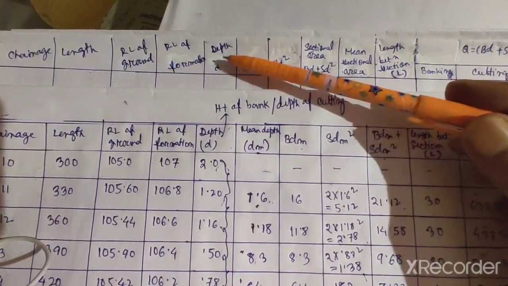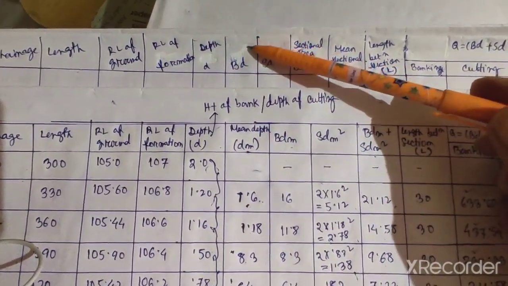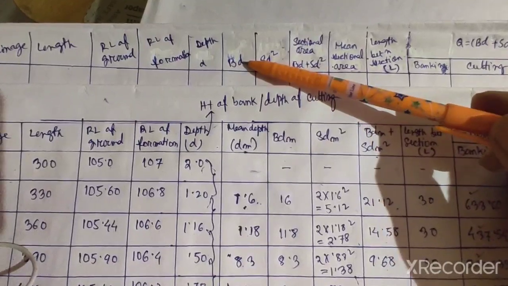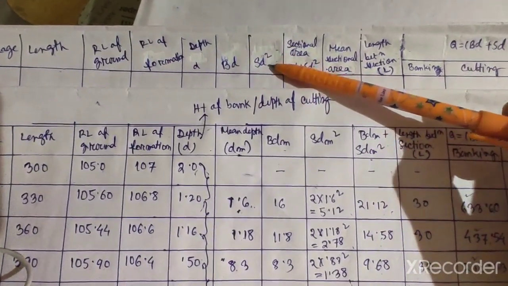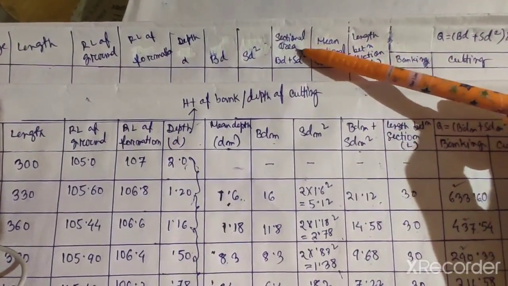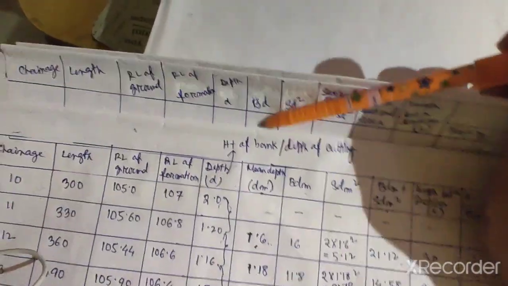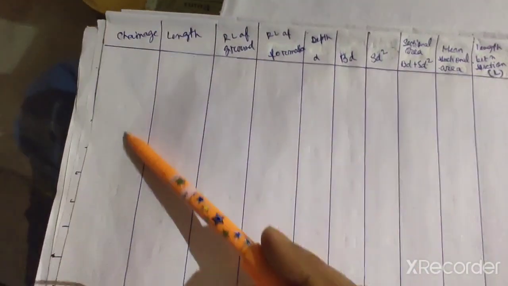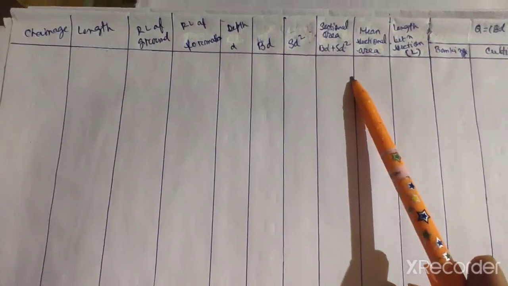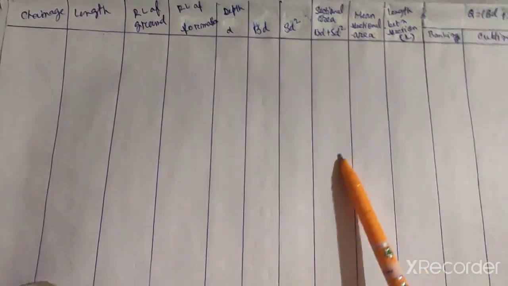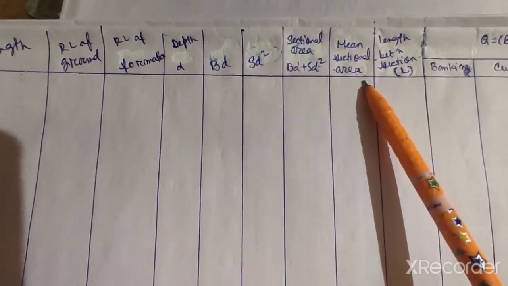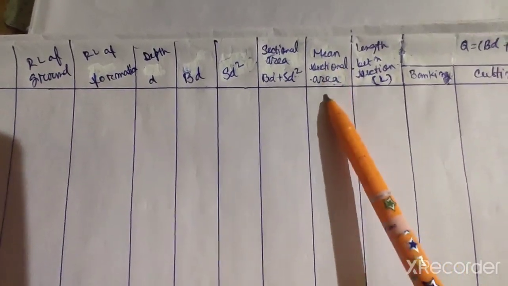But now, after finding out D, in this case we go for calculation of BD, then calculation of SD squared, then calculation of area, BD plus SD squared. That means for each and every station, we'll have to calculate the area, BD plus SD squared. And after that, we'll have to take the mean sectional area.